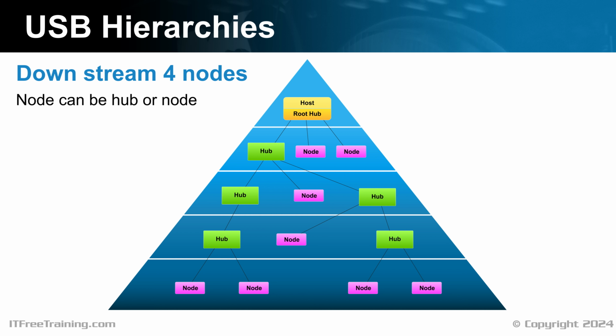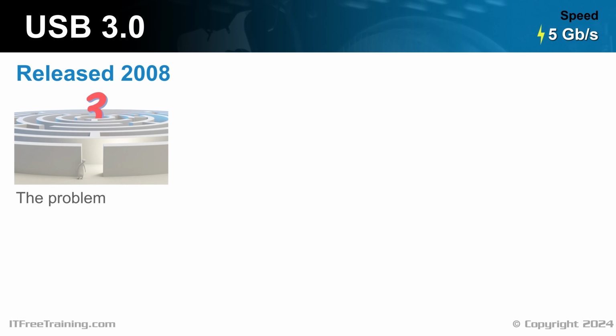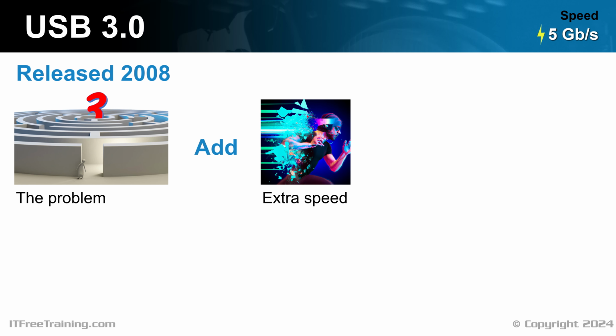This covers the basic fundamentals for USB 2. I will now have a look at USB 3. USB 3 was released in the year 2008. To better understand how it works, let's consider the problem USB had to overcome. The first thing it needed to do was increase the speed. USB 3 achieves this by increasing the speed from 480 megabits per second to 5 gigabits per second.